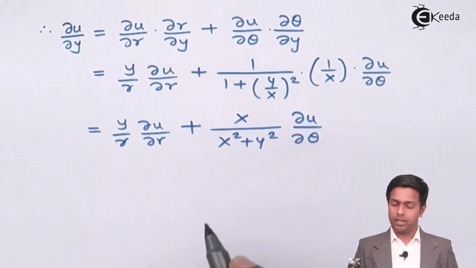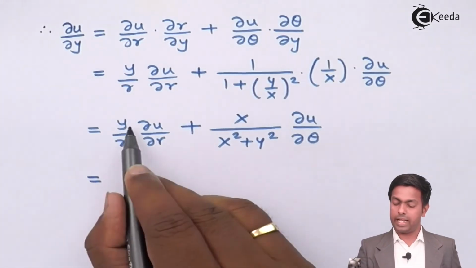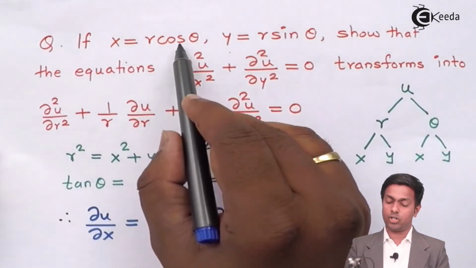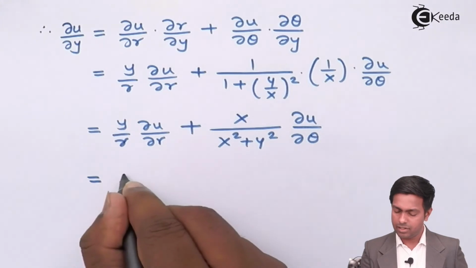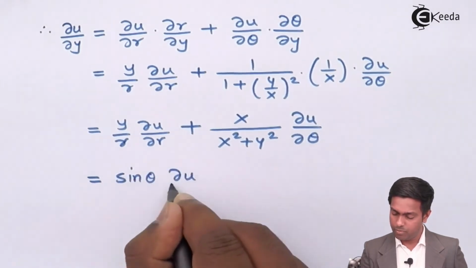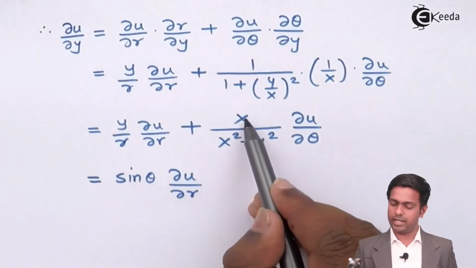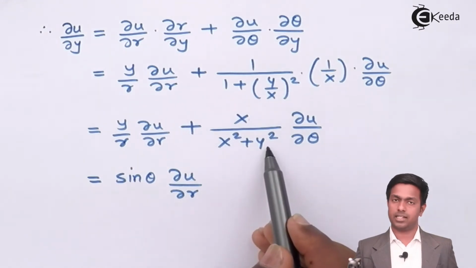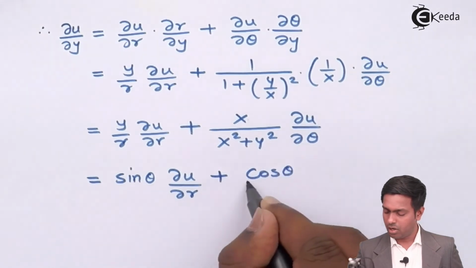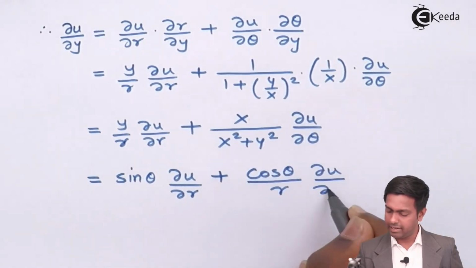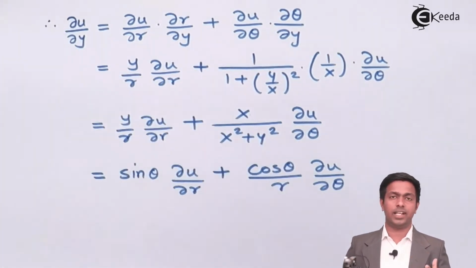Now guys, again the value of x square plus y square is nothing but r square. We'll put that value, and for x and y we'll put the value of r cos theta and r sin theta. So now y is r sin theta, so r and r cancel, so we'll get here sin theta del u by del r. The value of x is r cos theta, so here we'll get r cos theta. X square plus y square is r square, so r and r cancelled, so here we'll get cos theta upon r del u by del theta. So guys, now we got the value of del u by del y, so we'll find out the value of del square u by del y square.